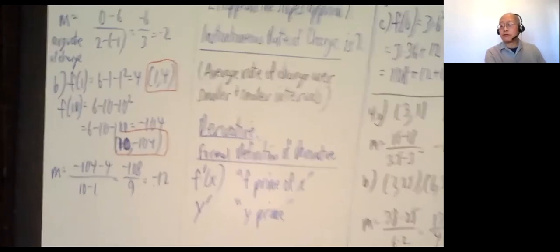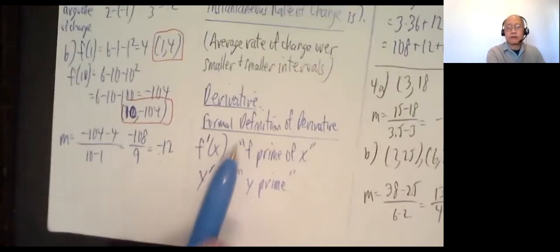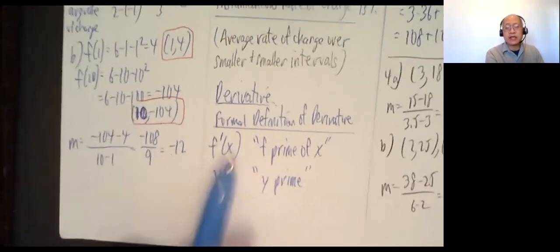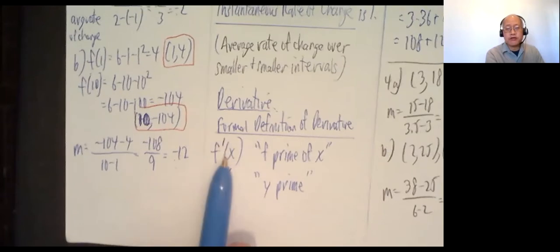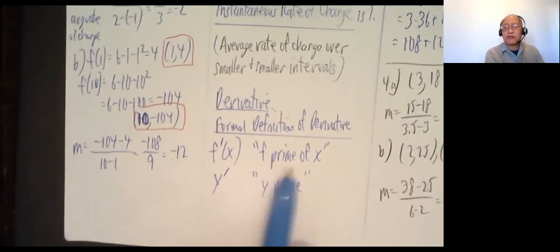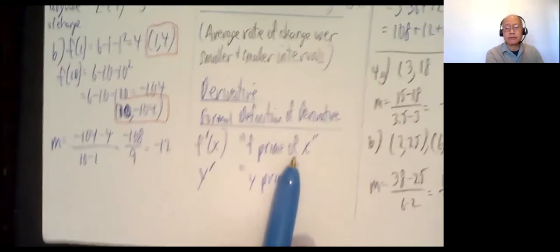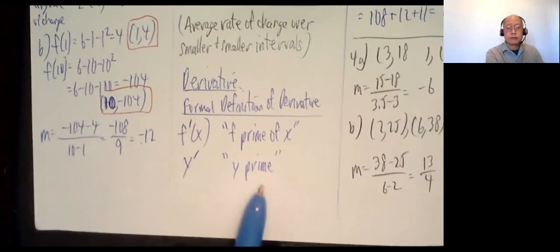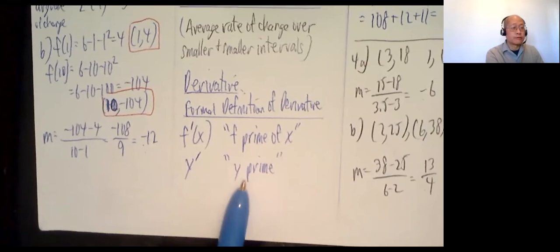Okay, so now the rest of the time I'll talk about the derivative. We have a formal definition of a derivative. Again, how do we say this? You put F and apostrophe and X. We say F prime of X. That's the language that we say. We could also say Y prime. Okay, symbol for derivative.